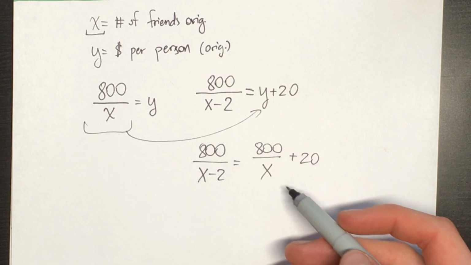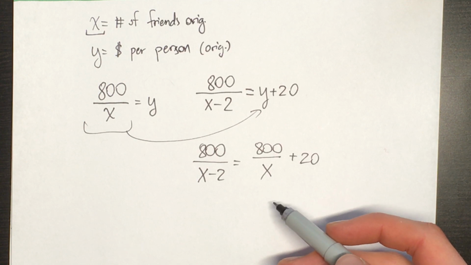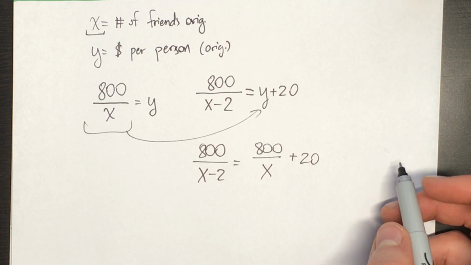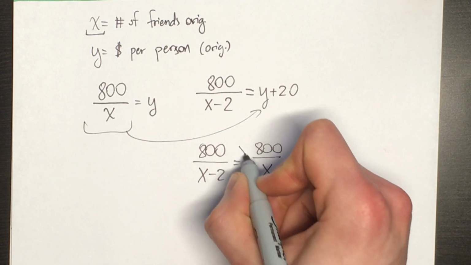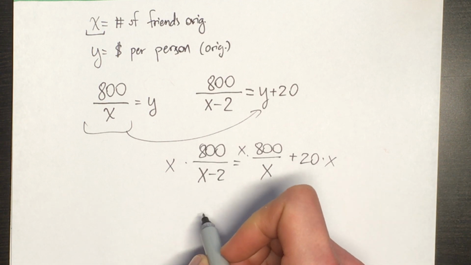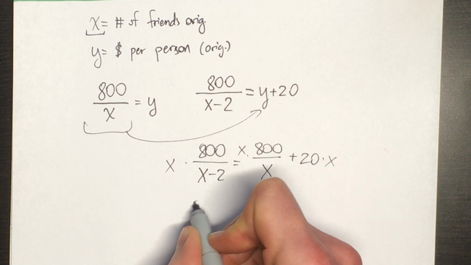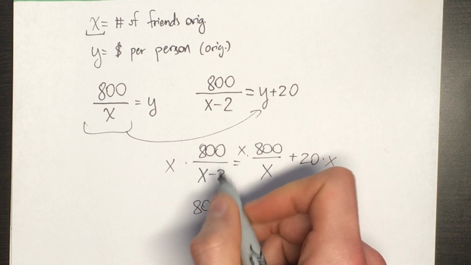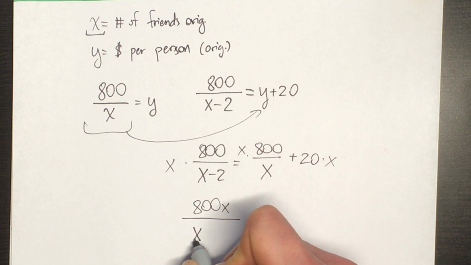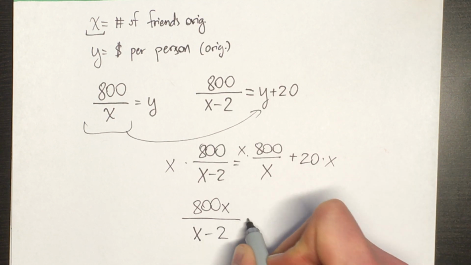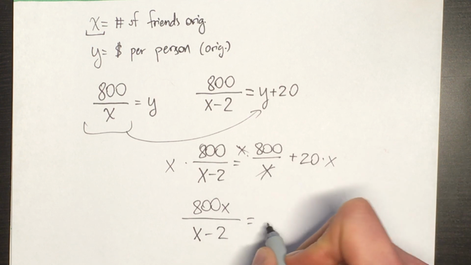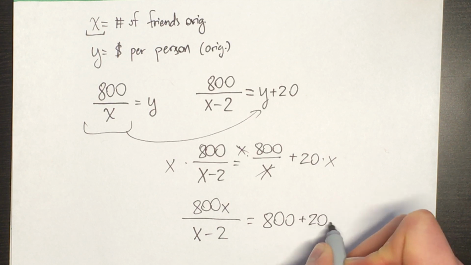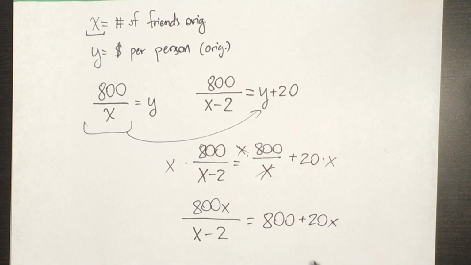So let's see how we can solve it from here. We probably want to just remove these fractions. There's a few ways of going about it. Let's start by removing this one by multiplying everything by x. So on this side we'll have 800x. Remember, this is x minus 2 on the bottom, you can't just cancel out those x's. So it's 800x over x minus 2 equals, these x's cancel out, so that's just 800 plus 20x.